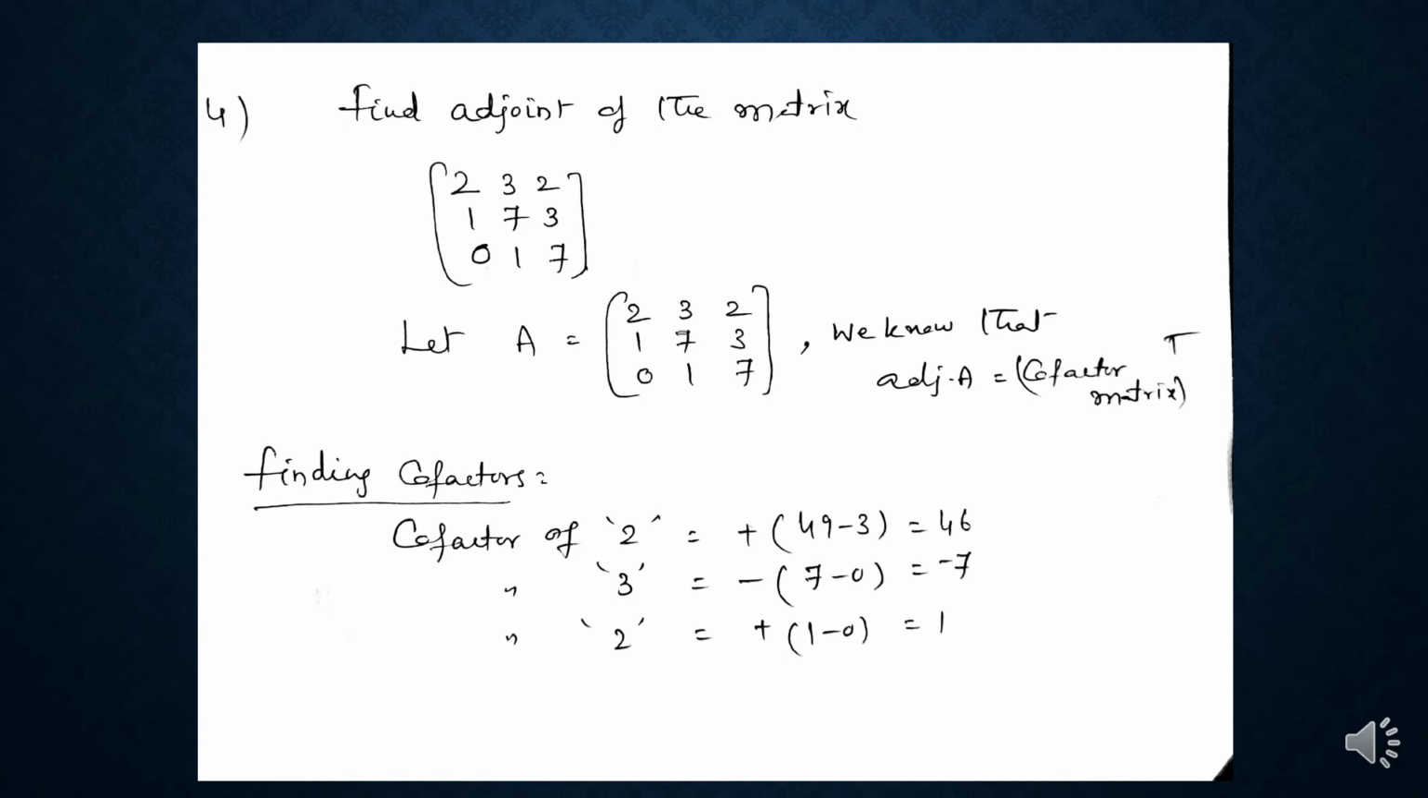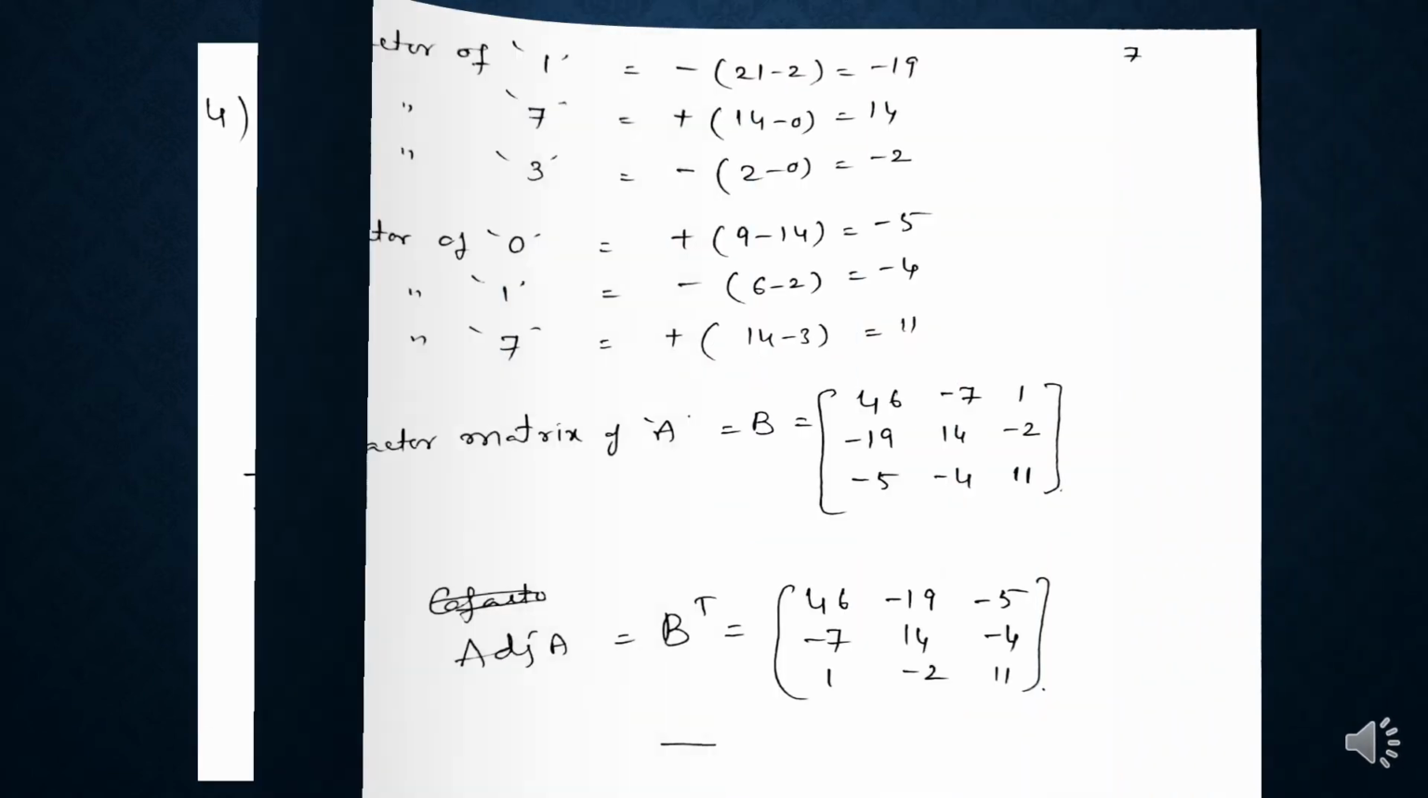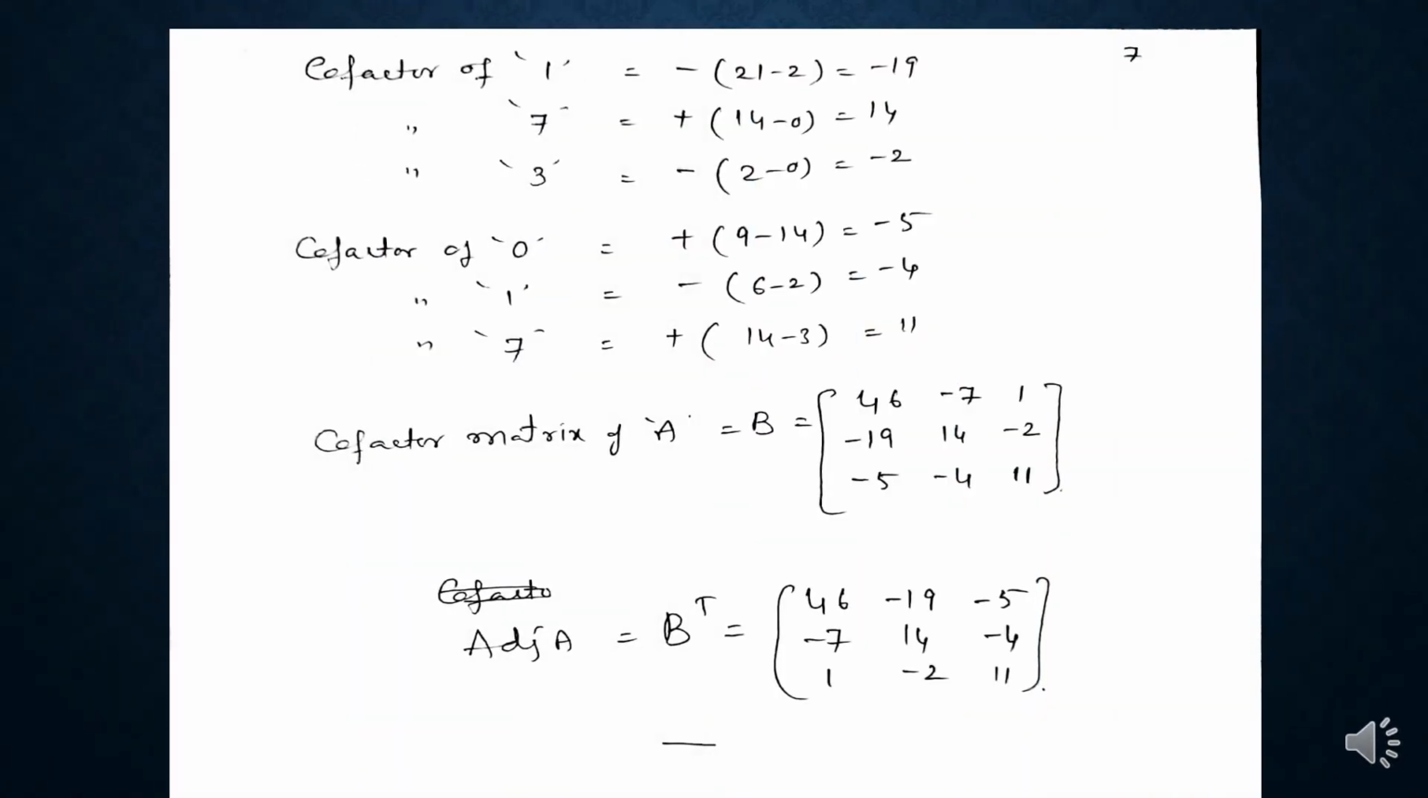So what are the second row elements? 1 7 3, and what are the third row elements? 0 1 7. So the cofactor of 1 is equal to minus of 21 minus 2, which is minus 19, and cofactor of 7 is equal to plus into 14 minus 0, that is equal to 14.